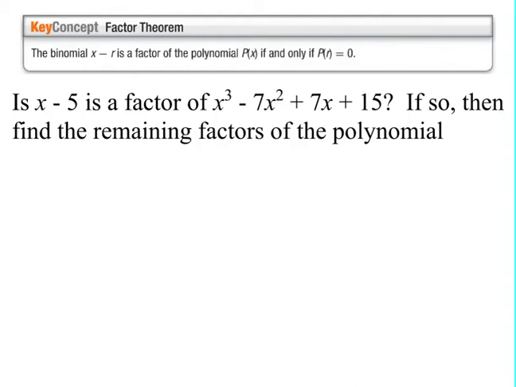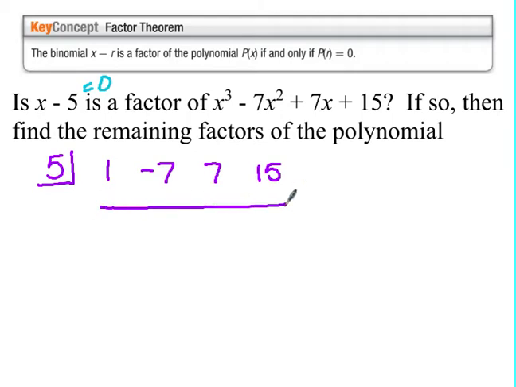In this case, I'm going to divide by the opposite of negative 5. The reason you use the opposite is because if I were to set this equal to 0, what would my solution be? It'd be 5, right? So that's what I'm going to divide by. I'm always going to divide by the opposite of that number. So let's put 5, and then let's list our coefficients: 1, negative 7, 7, 15. Let's go through and do our synthetic division, same thing as synthetic substitution, and let's see what we get.